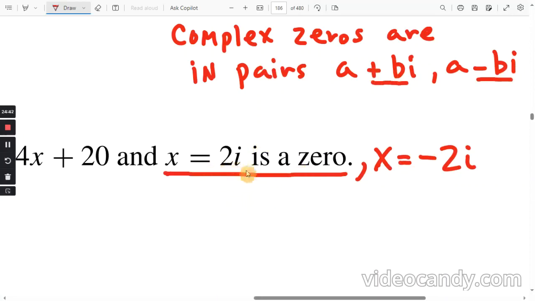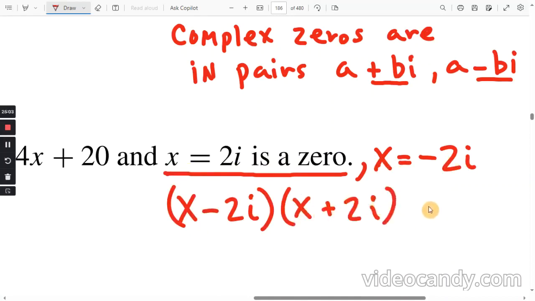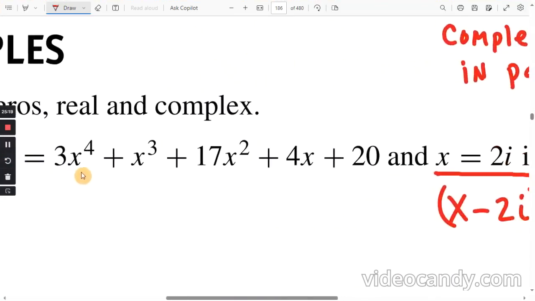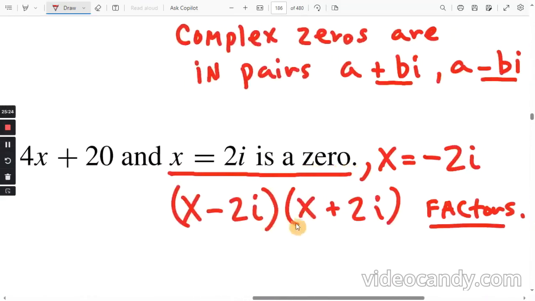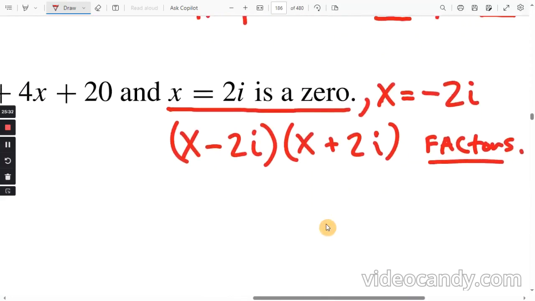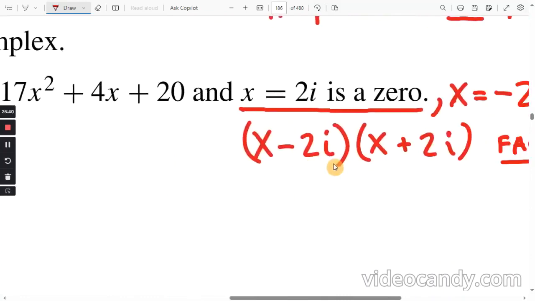If those are zeros, remember, like if we said if 4 is a zero, x minus 4 is a factor. Well, if 2i is a zero, x minus 2i is a factor. And if negative 2i is a zero, x minus negative 2i, or x plus 2i, those are both factors. So these two binomials are factors of this original function right here. Now, can we divide this function by this right here? Yes, we can, but not in this form, because we have i's in here. But if we use FOIL or distribute, we can multiply this out. We can get a quadratic, and then we can divide this function by this quadratic. Okay, let's do that.